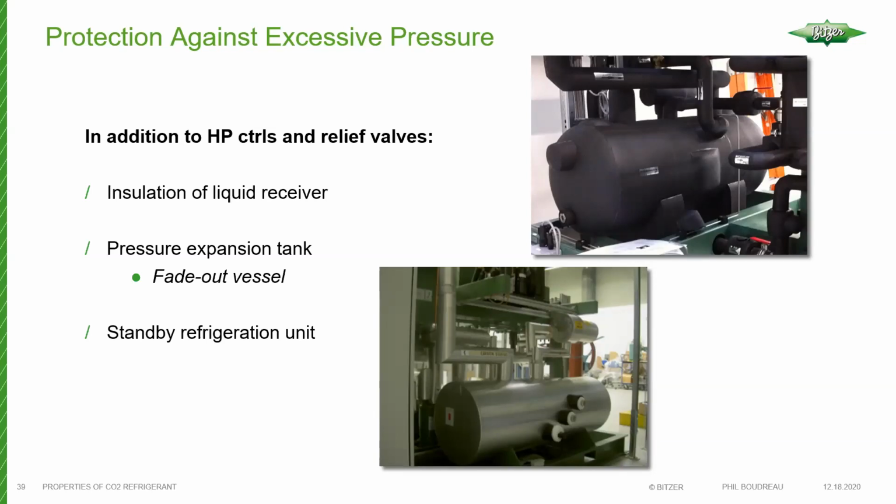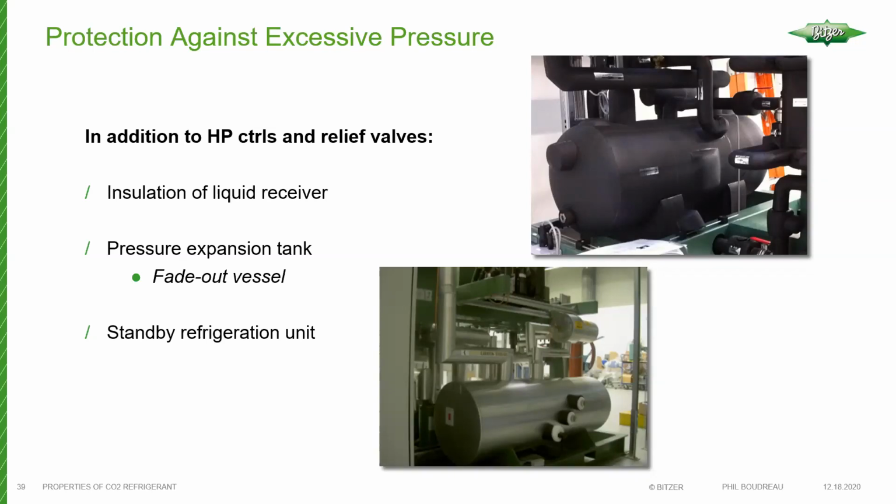In addition to the high pressure controls that we need in systems, so that'd be your standard high pressure control approach, and relief valves that are used to prevent overpressure. For example, in the event of a fire, the equipment is exposed to a fire and you've got a lot of liquid in the system, it can rupture and create some real safety concerns. With CO2, insulation of the liquid receiver.